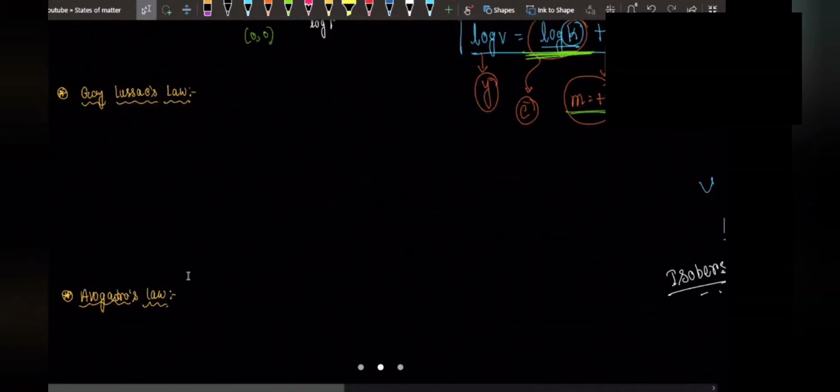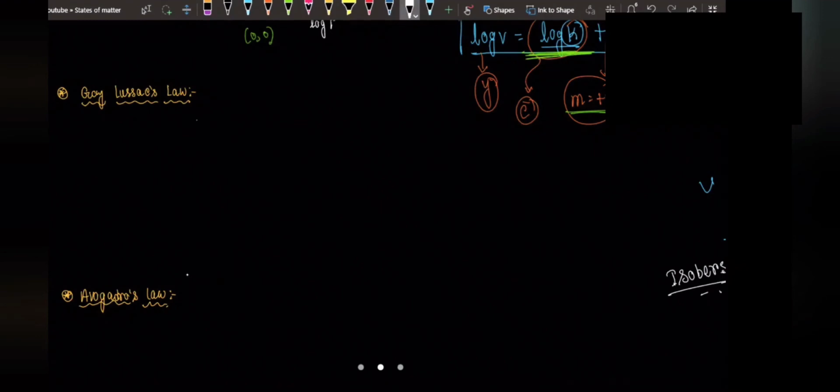Now, the next equation is for Gay-Lussac's law. We have talked about P versus V, how pressure changes with volume. Then we talked about how volume changes with temperature in Charles law. So right now, there's only one combination left, which is how pressure changes with temperature. And that is called Gay-Lussac's law. There is nothing new that you're going to learn here.